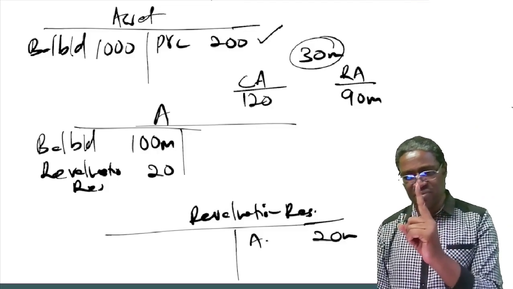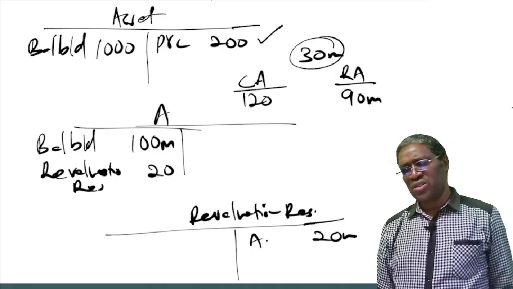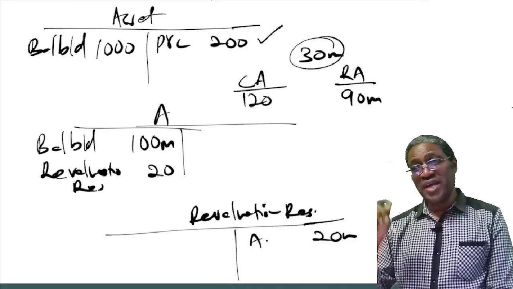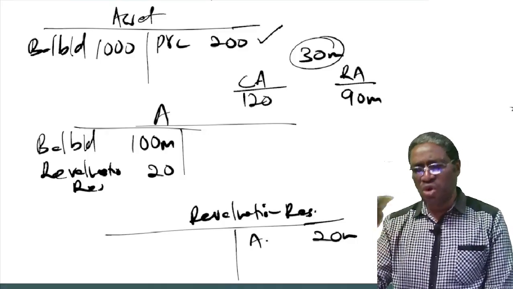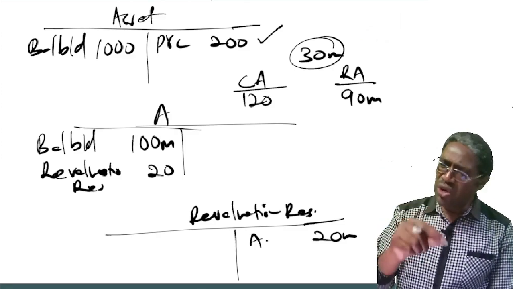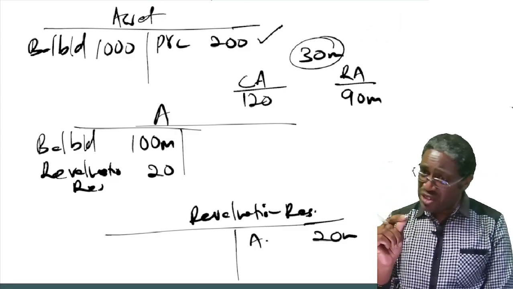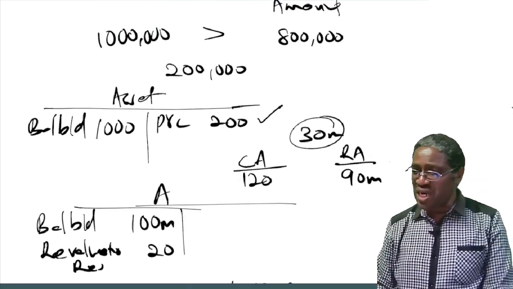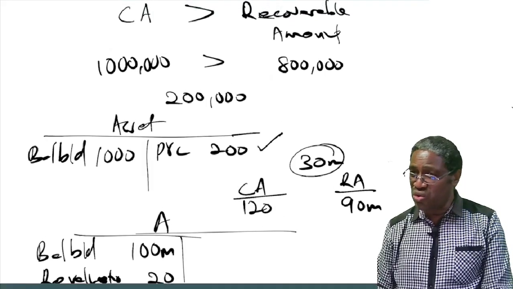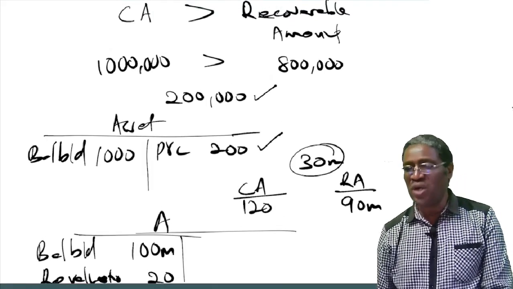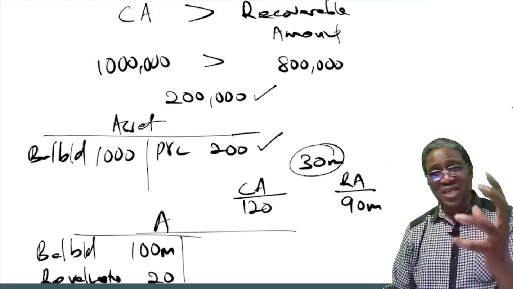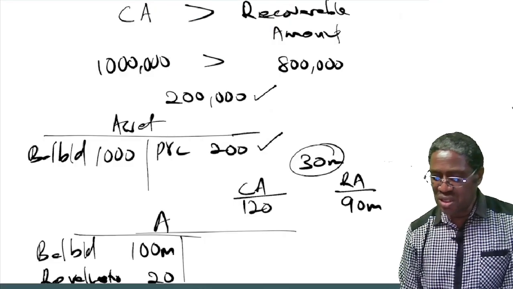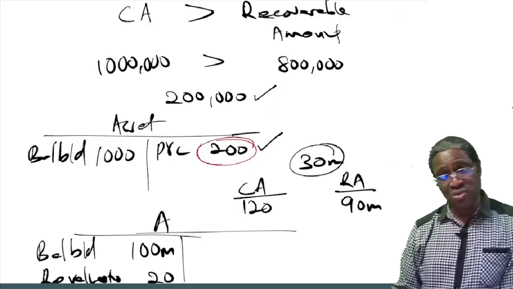Now listen carefully. The question is, how do you write off that 30 million, which is the impairment loss? Do we write it off the same way we wrote off the 200? Remember, for the first asset, we saw the asset had suffered an impairment loss of 200,000. So I credited the asset and I debited the P&L account by 200.